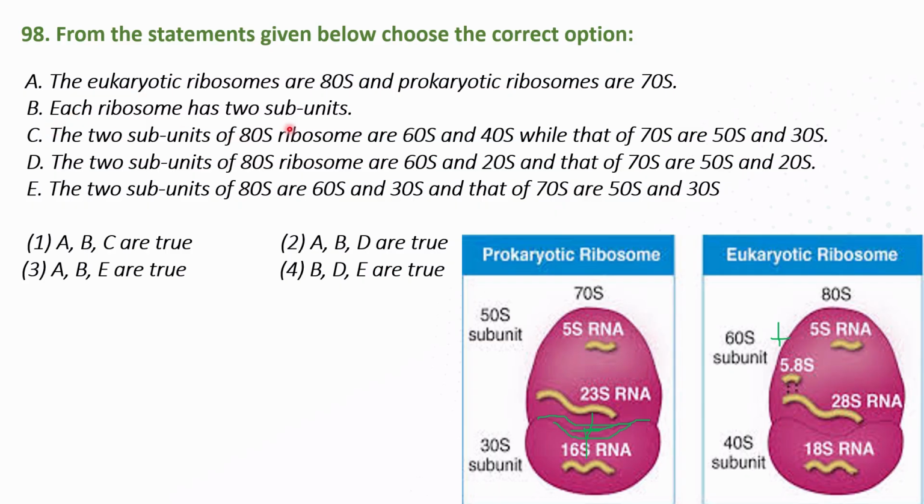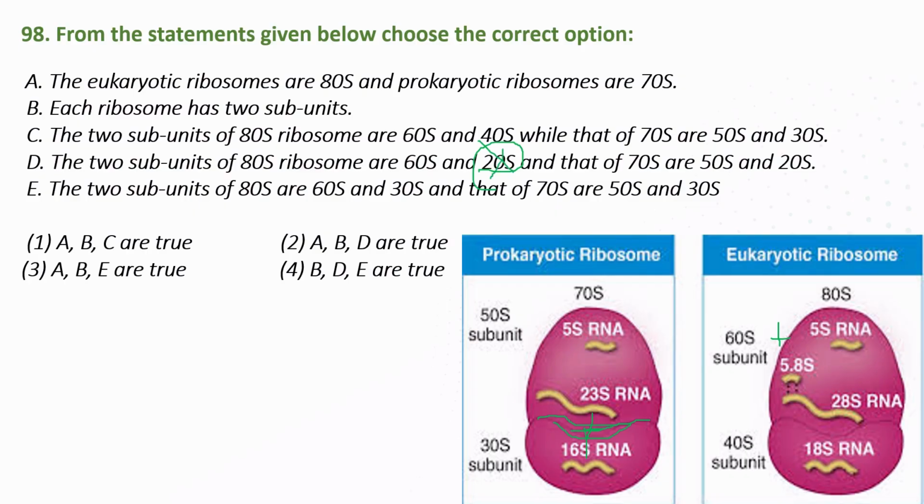Each ribosome has two subunits. Normally we know that each ribosome will have two subunits. This is also right. The two subunits of 80S ribosome are 60S and 40S. Here you can see this is right. While the 70S are 50S and 30S. This option is also right. If we move on to the fourth option, the two subunits of 80S ribosomes are 60S and 20S. Here only you can differentiate, it's not 20S, right? It is wrong.